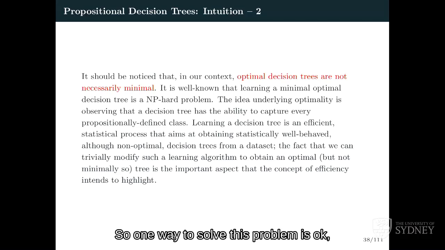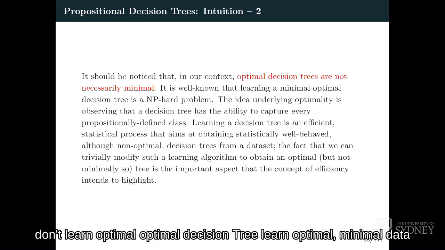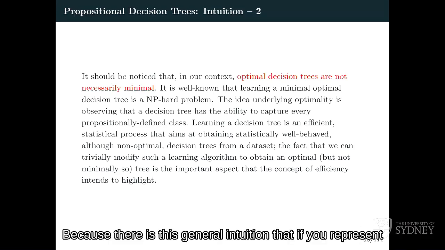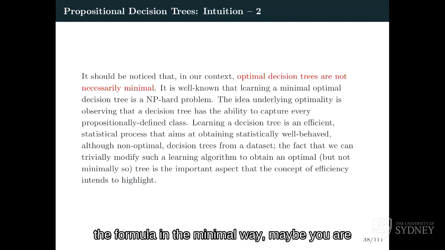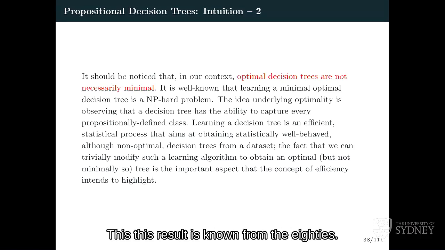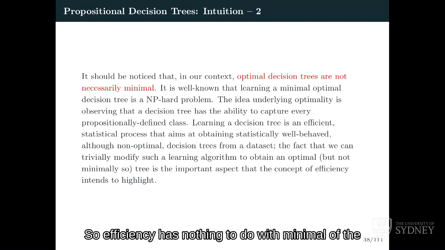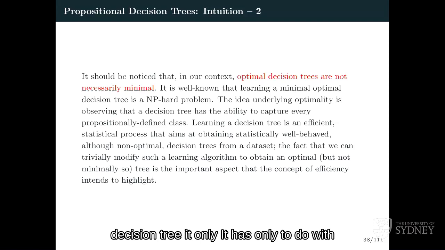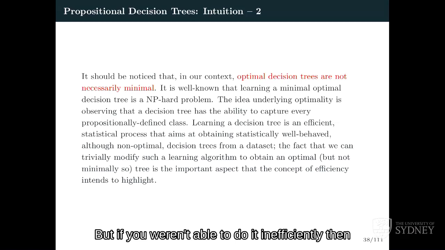So one way to solve this problem is, okay, don't learn an optimal decision tree, learn an optimal minimal decision tree, because there is this general intuition that if you represent the formula in the minimal way, maybe you are not overfitting, okay? It turns out learning a minimal decision tree is an NP-hard problem. This result is known from the 80s. So efficiency has nothing to do with minimality of the decision tree. It has only to do with the fact that you are able to learn an optimal one whenever you want it. And we all know that you don't want it. But if you weren't able to do it efficiently, then again, it would be the same as if you were not able to express it.